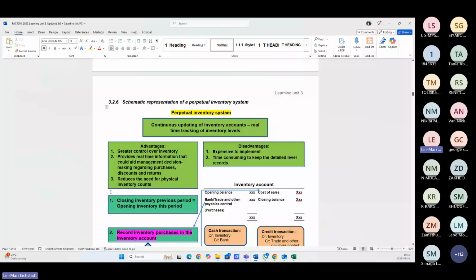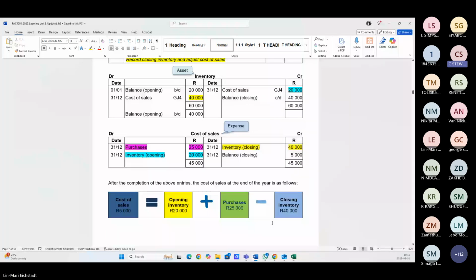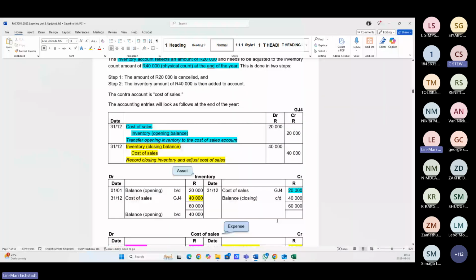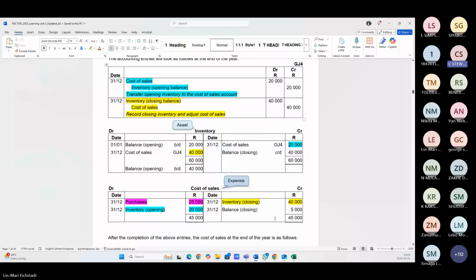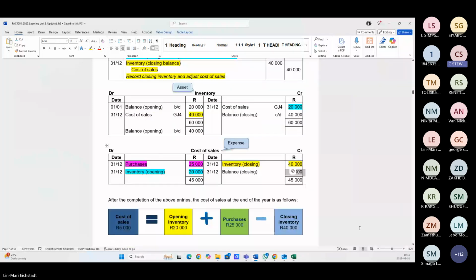Any other questions? Good morning, ma'am. Good morning. I'm just a bit confused. I was listening, but I'm still a bit confused with cost of sales, because it is supposed to be 5,000, and the only way that I can understand that it's 25,000 in General Journal 3 is if the opening balance was added to the 5,000.